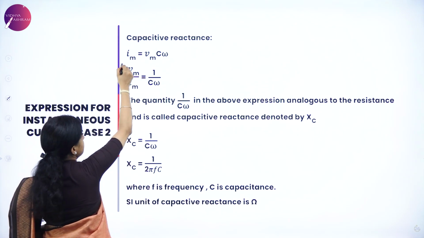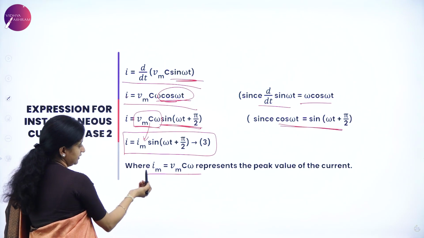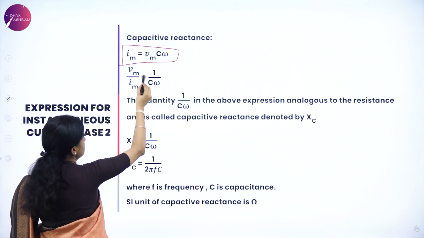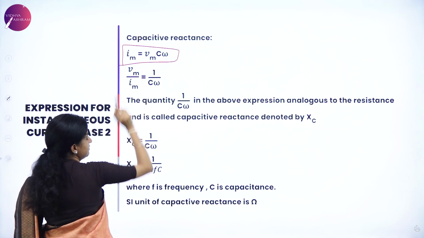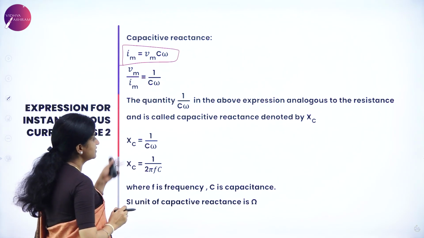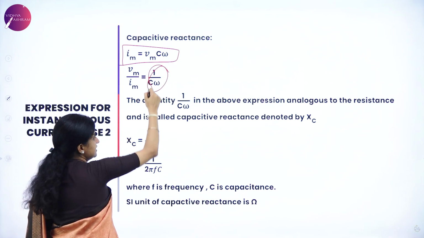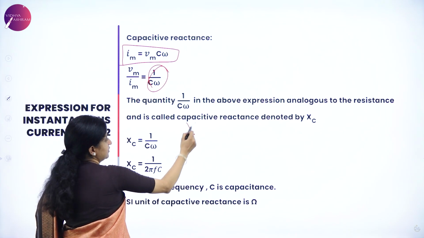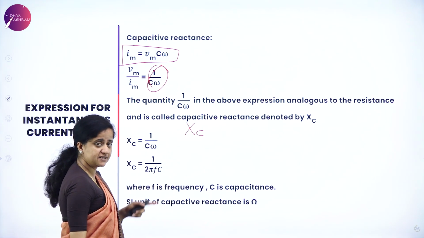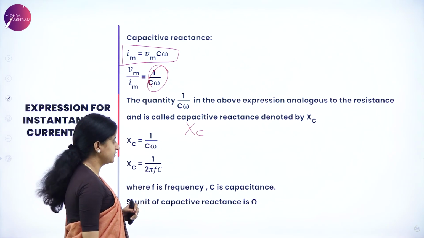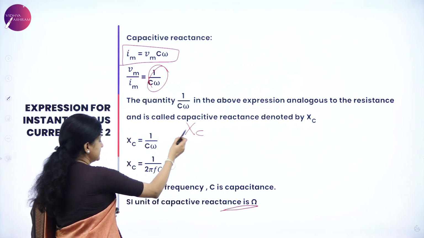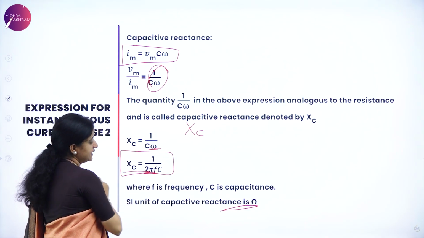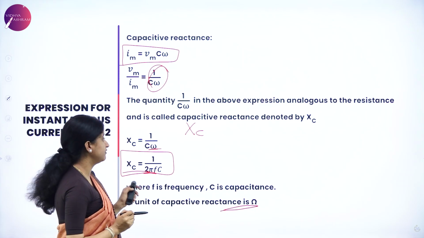So we have Im is equal to Vm C into omega, because we have replaced Im in this place with Vm C into omega. So what is Vm divided by Im? It can be written as 1 divided by omega C or C omega. So this 1 by omega C is called the capacitive reactance, and it is given by the letter XC, which is analogous to resistance, and the SI unit of this capacitive reactance is also ohms. So XC is equal to 1 by omega C. Omega is nothing but 2 pi f. So we can also write XC as 1 divided by 2 pi f into C.